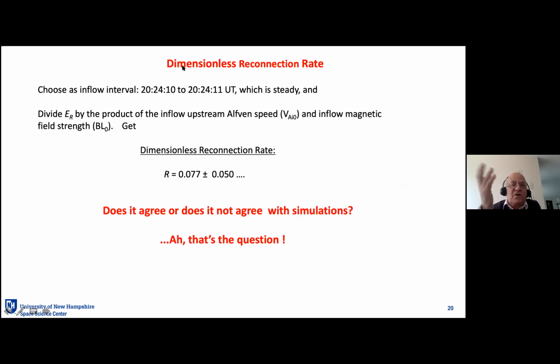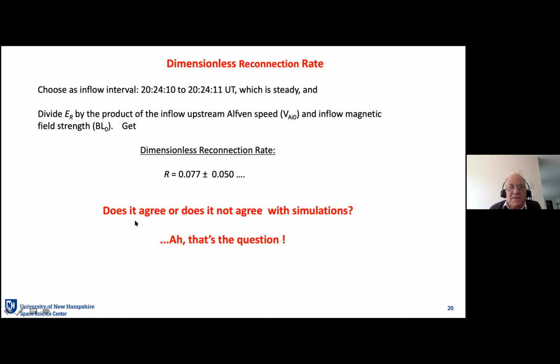And then people, of course, do the dimensionless reconnection rate so they can compare. For this one, we have to divide what we have found by the Alfvén speed and the magnetic field strength in the inflow region. But we have to make sure the inflow region is steady, of course. And we do have a steady interval here. That's very good, because you won't always find a steady interval. And we divide the ER by these two quantities, and we get the dimensionless reconnection rate as this. Now, this is very fine and dandy to write a number and an error.